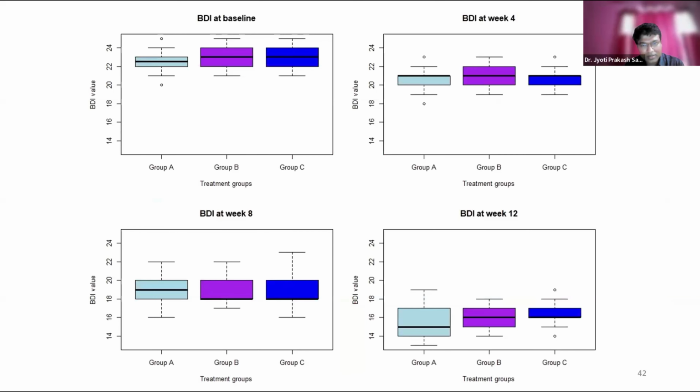Then this is a different type of faceting, forming the grid. This is Beck's Depression Inventory of some participants in a study, in a trial. Their scores at week 0, week 4, week 8, and week 12 are shown as different grids. We use a different theme for presenting through a box and whisker plot. Just check the different themes and faceting.